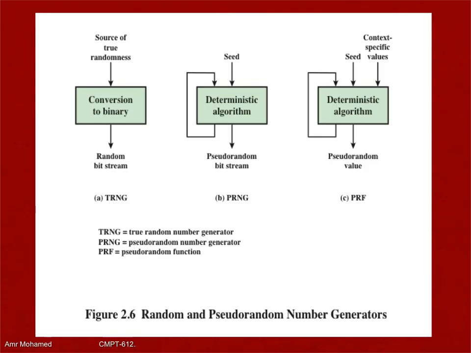Now, what are the different types of these random generators? Some random generators take nothing. They take nothing. Okay? Just some source of true randomness from the environment, and they just convert it to binary. That's all it does. A true random source, for example.